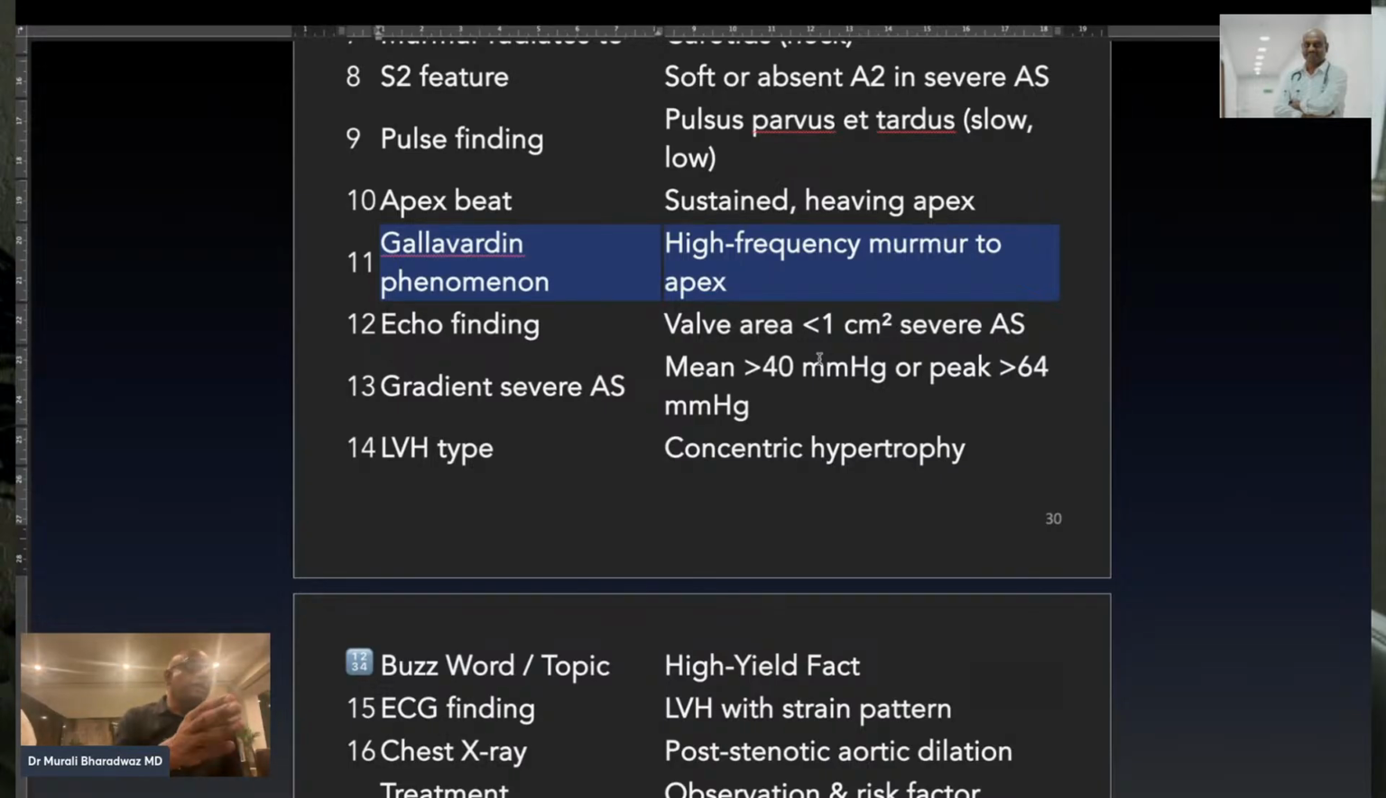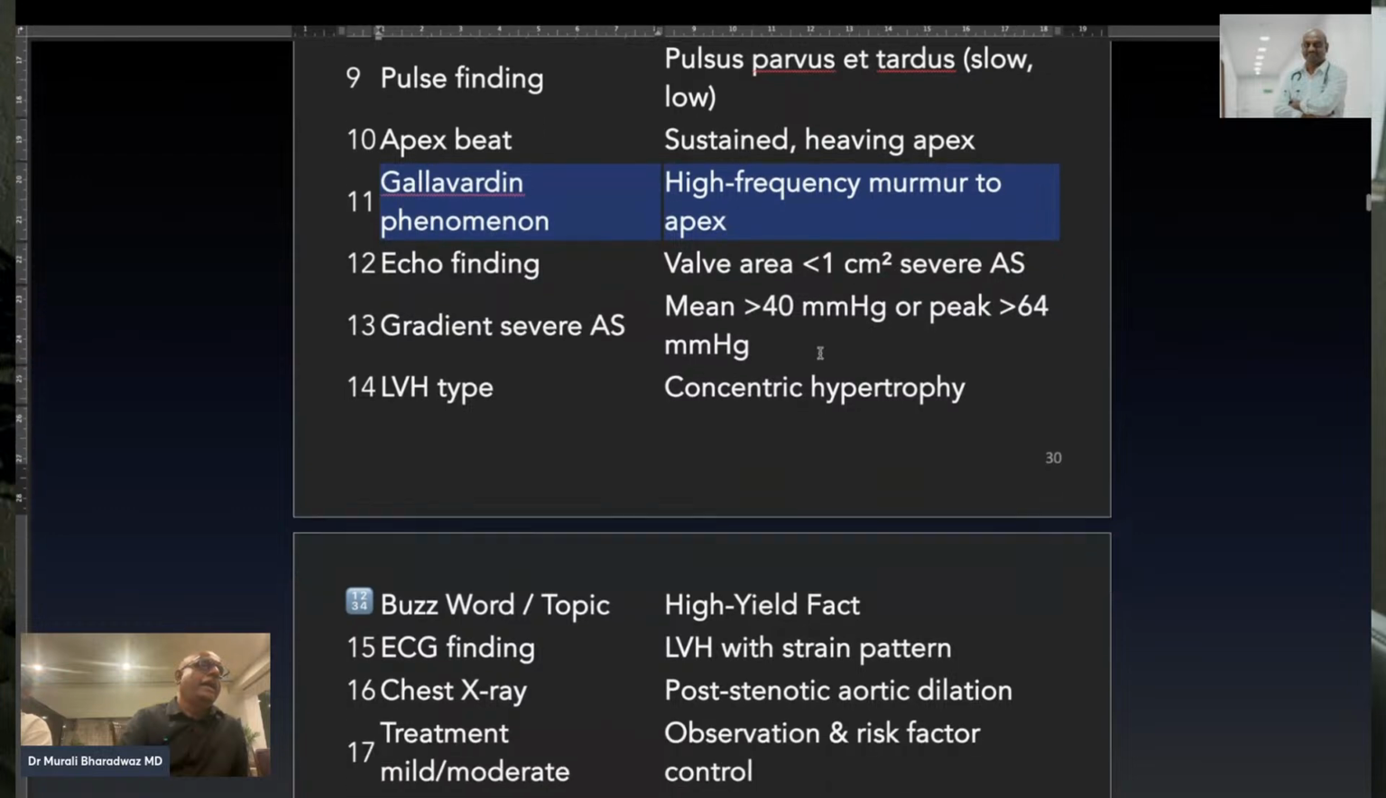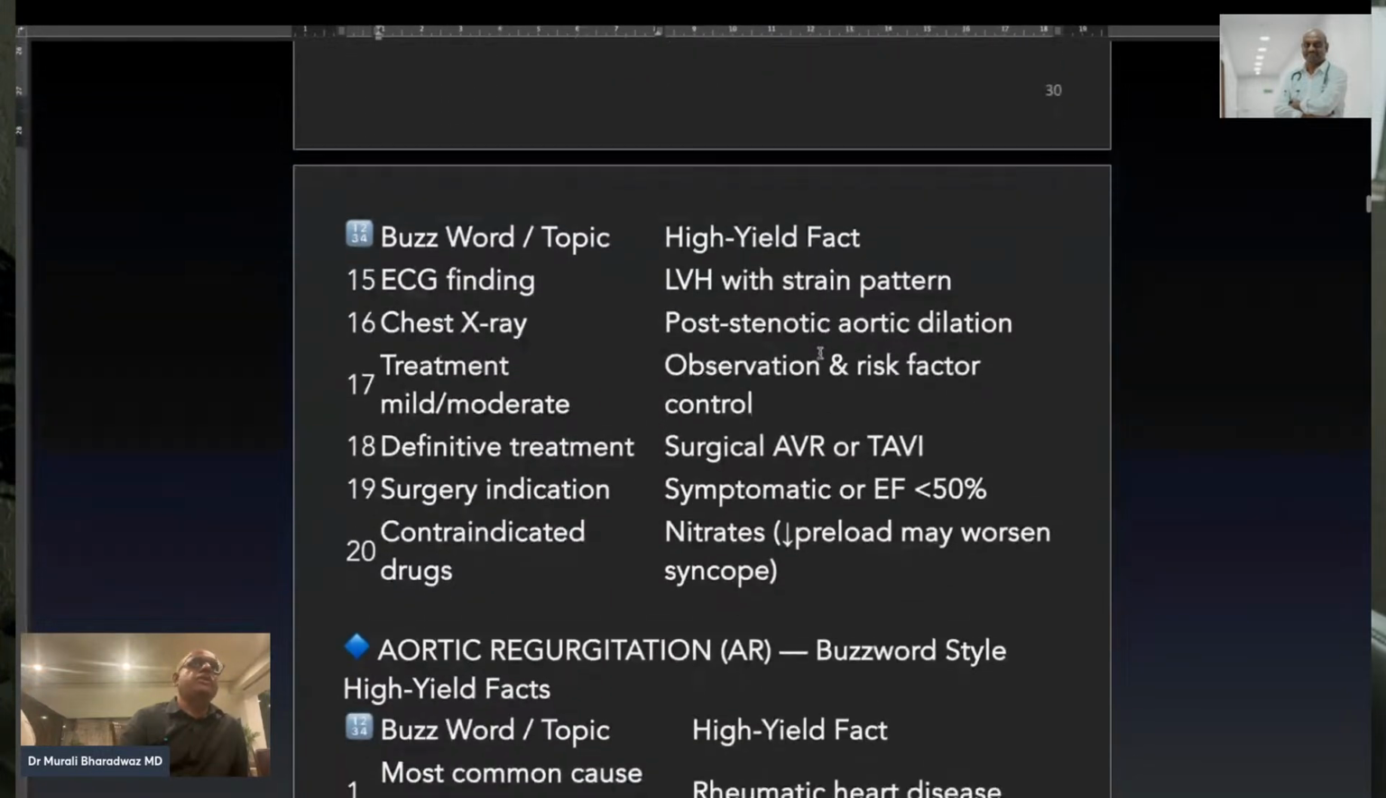If the mean gradient between the aorta and ventricle is more than 40, which is more? The ventricle has to be more. The ventricle will have more pressure compared to the aorta, more than 40, or peak pressure gradient more than 64, when it is completely contracted. Yes, and LVH will show a strain pattern.